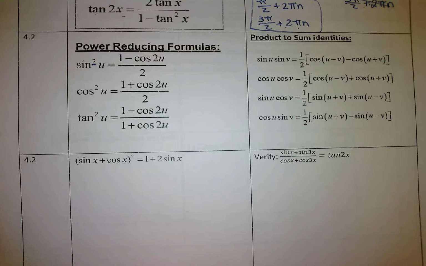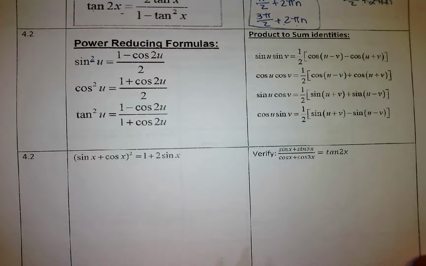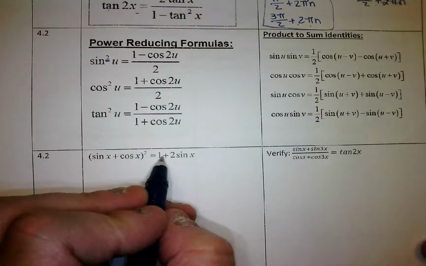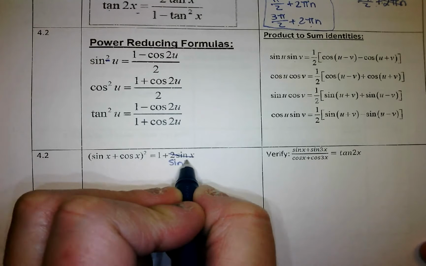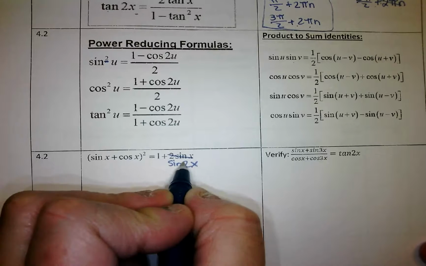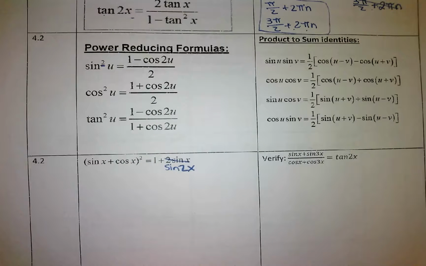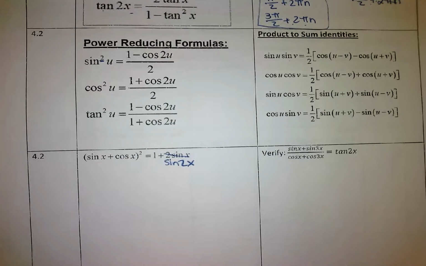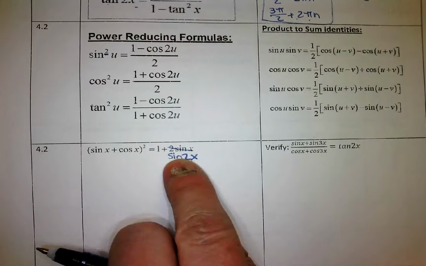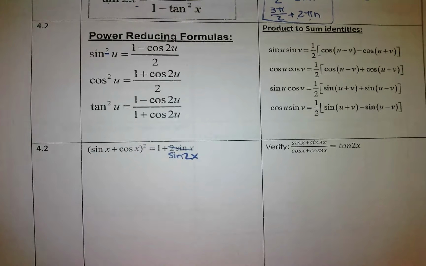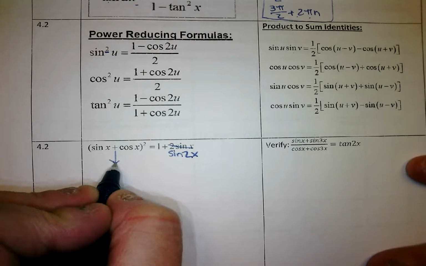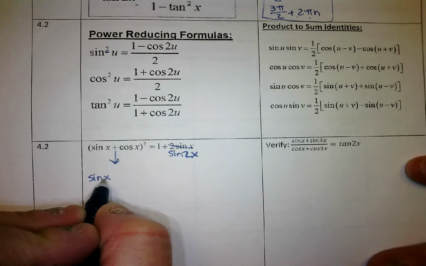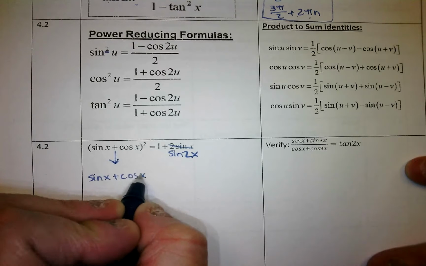Alright, so let's take a look at this one. Same thing here. I'm copying and pasting, and I did a bad job and put some wrong ones in here. That should be sine 2x. We did one similar to this the other day, but now we're going to take it a step further. So let's work one side. We're going to do sine of x plus cosine of x squared, which means sine of x plus cosine of x times sine of x plus cosine of x.